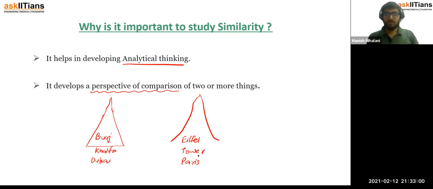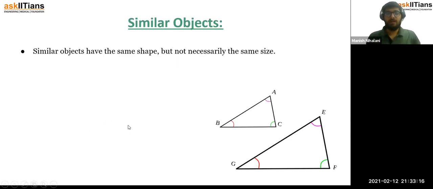Those structures, those figures, those sketches which are of similar shape but not of the same size, are called similar objects, right? So similar objects have the same shape but not necessarily the same size. This is what we need to understand.